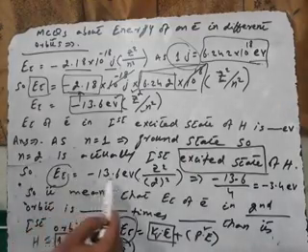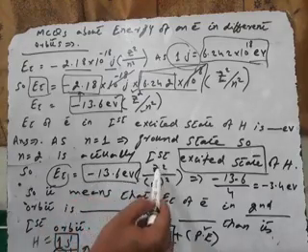So total energy is equal to minus 13.6 eV Z square divided by n square.